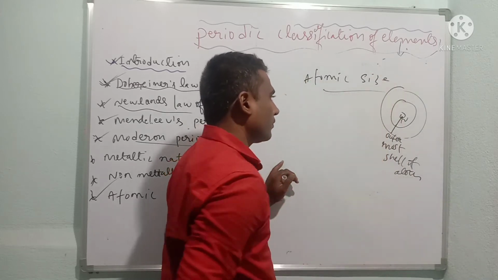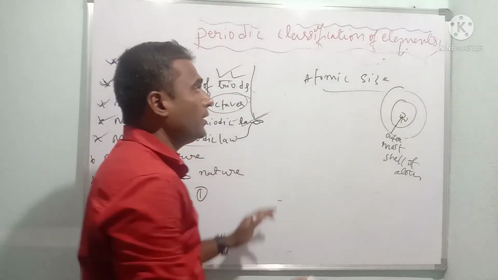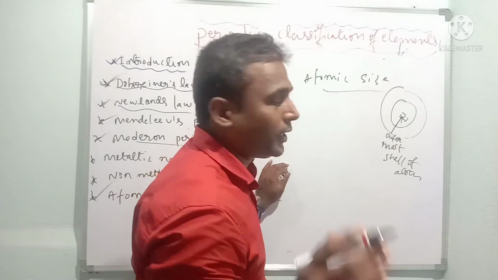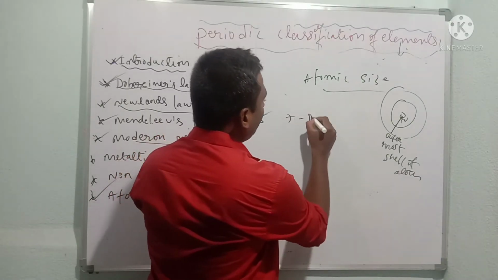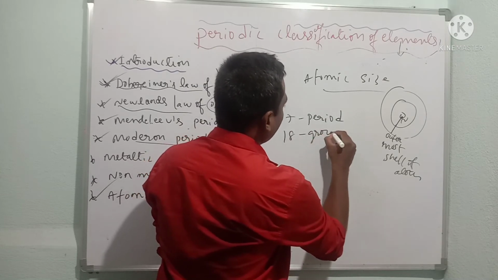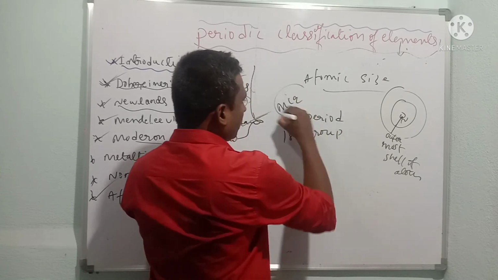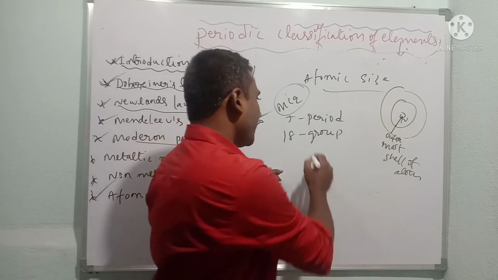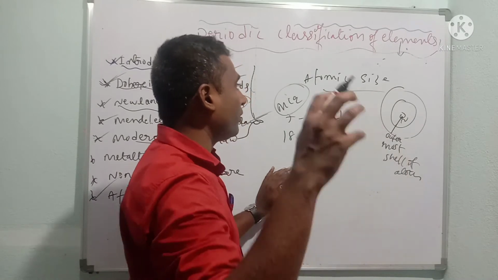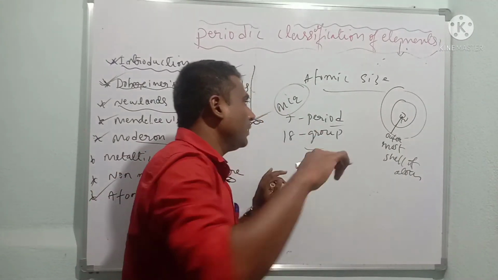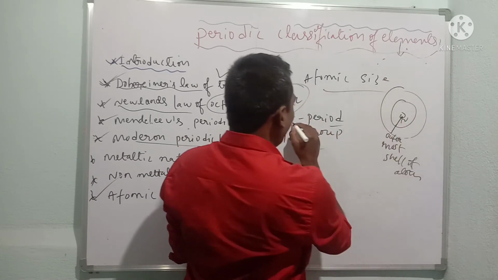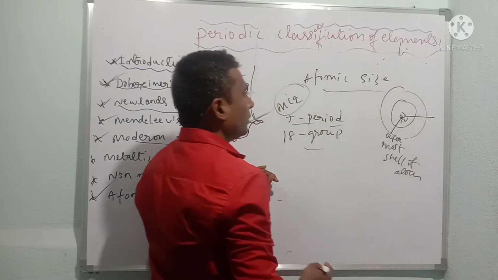Atomic size. So here a very important point: in the periodic table we have 180 elements. Among that we have 7 periods and 18 groups. Very important. So many times they asked it in the MCQs. 7 periods and 18 groups. This is a crash course, so I am focusing on only important topics.